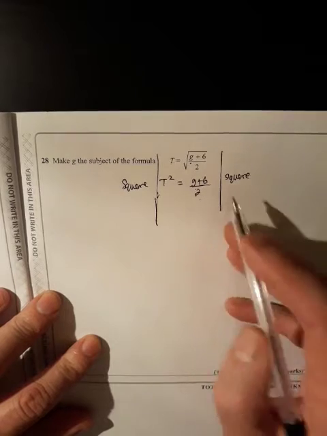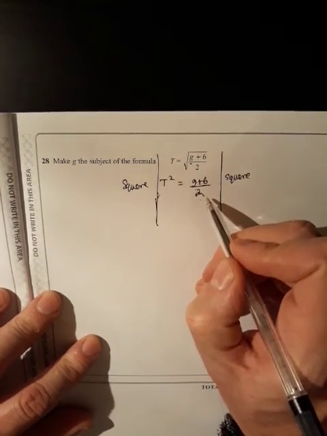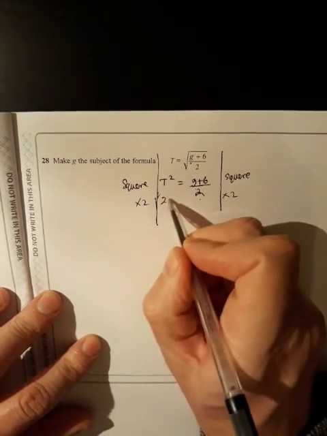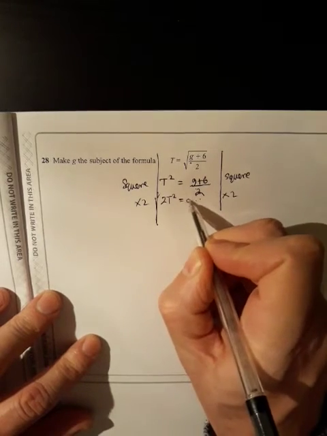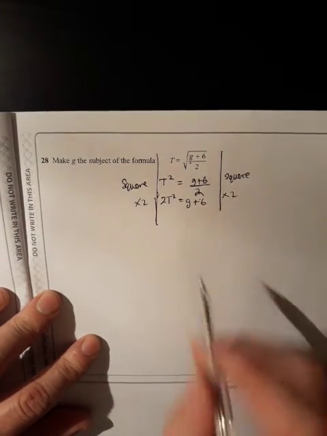Again, just like in the previous question we had, we've got a denominator we need to get rid of. So let's get rid of that first. Let's times both sides by 2. Let's get 2t squared. That will give us g plus 6 on the right-hand side because we've got rid of that divided by 2. It's getting easier every step now.